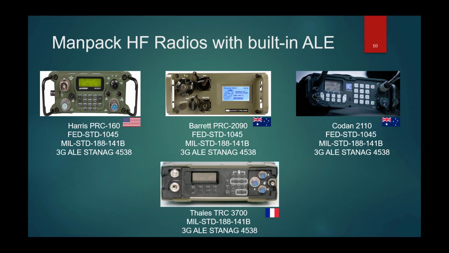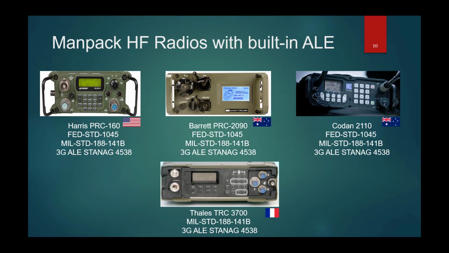We'll talk about Barrett here in a second, but you have the Fed Standard 1045, which essentially is 2G ALE, but more on the federal level. Same interoperability though. Then 141B, 3G ALE, STANAG 4538. Then you have the Barrett PRC-2090, and this particular radio has built-in 2G. If you want to do 3G, if I remember correctly, you had to plug in an additional external controller to do that. The PRC-2090, popular radio from Barrett, Australian company.